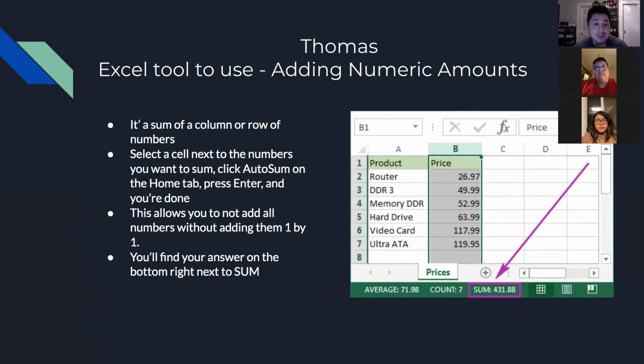And in order to do this, you select a cell next to the numbers you want to sum, click auto sum on the home tab, press enter, and you're done. This allows you to add all the numbers without adding them one by one. It avoids simple errors, cents or dollars. Sometimes when you put it into a calculator, it's just an easy mess up at times. So this just streamlines this, perfectly for you. And you'll find the answer on the bottom, right next to sum. So pretty straightforward. Add all the numbers together, you get your answer. So, yep.